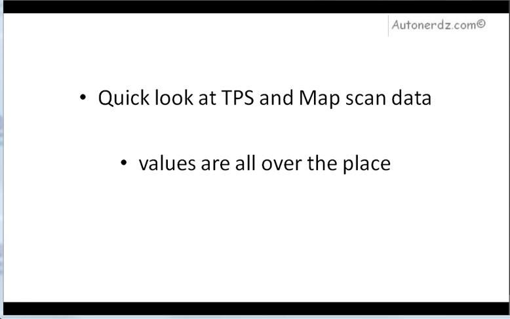Now, after viewing the codes stored, I decided to take a quick look at the throttle position sensor and the MAP sensor scan data, and the values were bouncing around all over the place. Weren't making any sense.